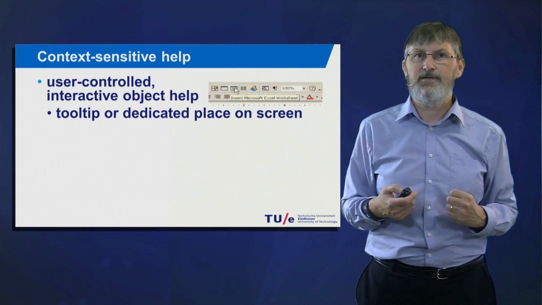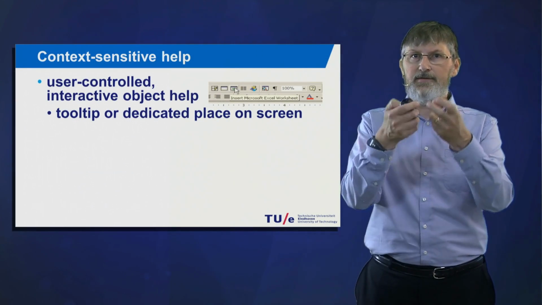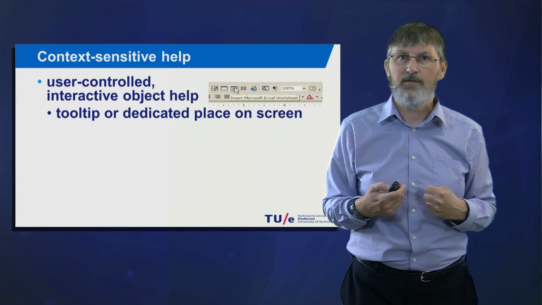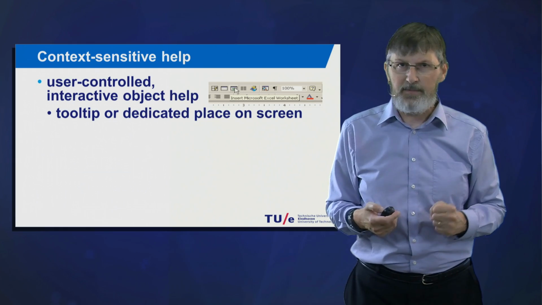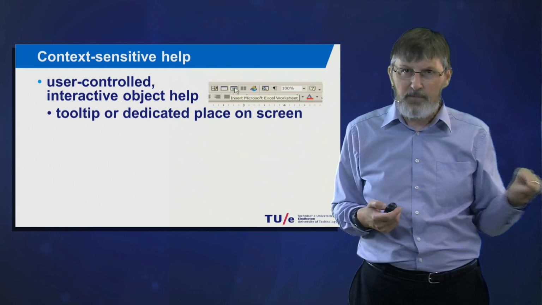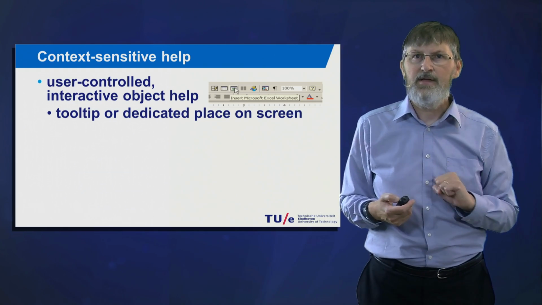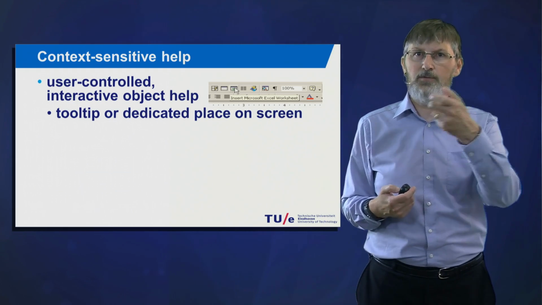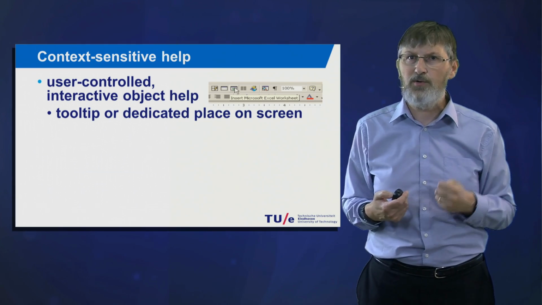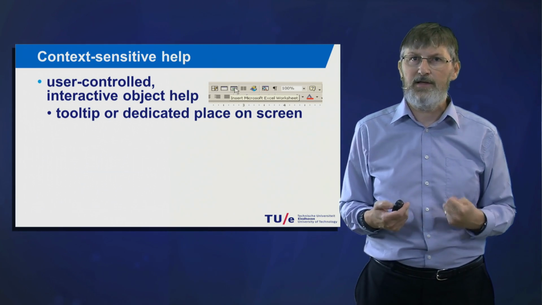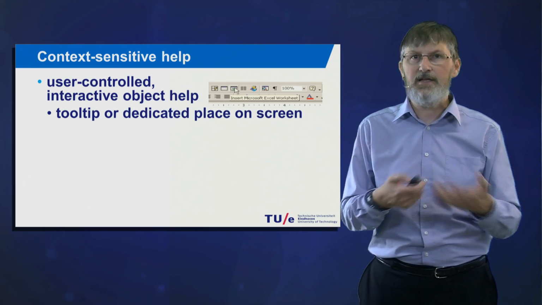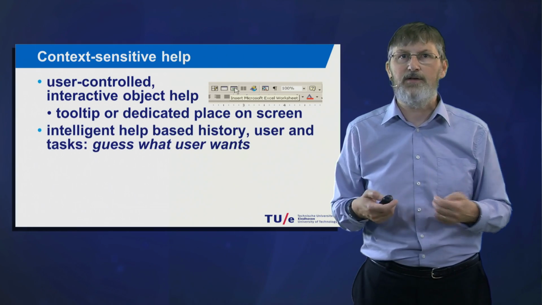Other applications will place help in a dedicated place on the screen. For instance, in a web browser, there is a one-line message available at the bottom that can tell you when you mouse over a link what is the destination that you would go to when you click on that link. Typically, it shows the URL of that page, but it can actually show anything you want.